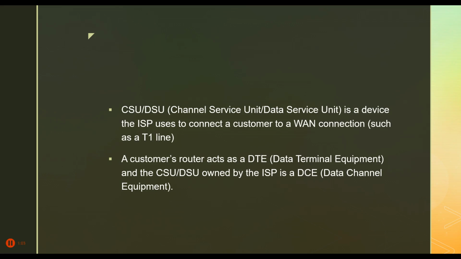This is a device. By the way, this is not two devices. You don't have a CSU and a DSU. You have a CSU, DSU device that the ISP uses to connect a customer to a WAN connection, such as, say, a T1 line. Now, that customer has a router on their premise, and that router acts as a data terminal equipment. And the CSU, DSU, owned by the ISP, is a DCE, or data channel equipment.